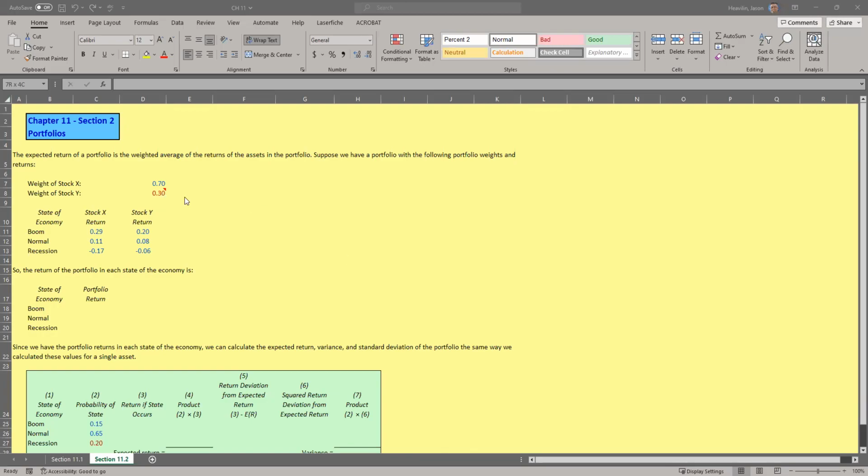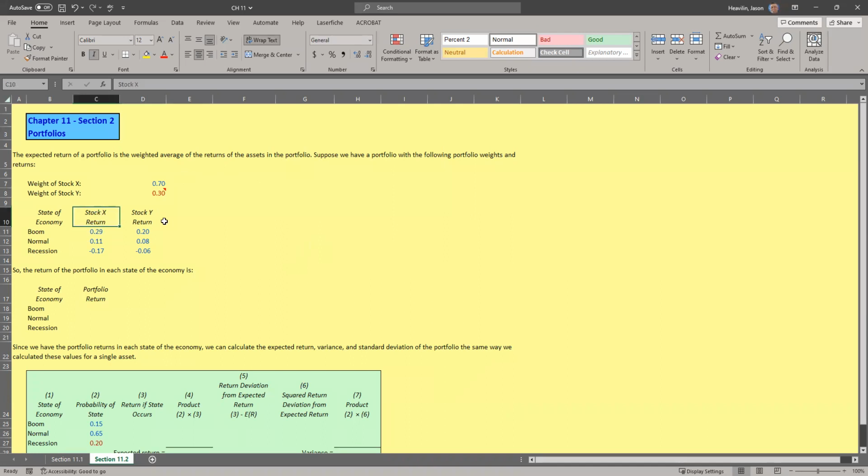In this video, we are going to calculate the expected return, variance, and standard deviation of a portfolio. In this portfolio, we have stock X and stock Y. Stock X represents 70% of the portfolio, and stock Y represents the rest, which is 30%. So those are going to be the weights for this portfolio.